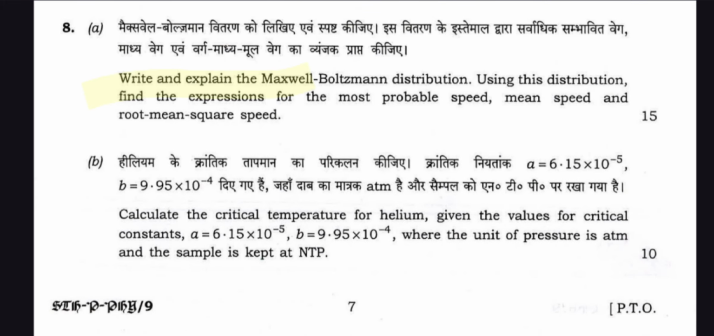Write and explain the Maxwell-Boltzmann distribution. Using the distribution, find the expression for the most probable speed, mean speed, and root mean square speed. So this is statistical physics.